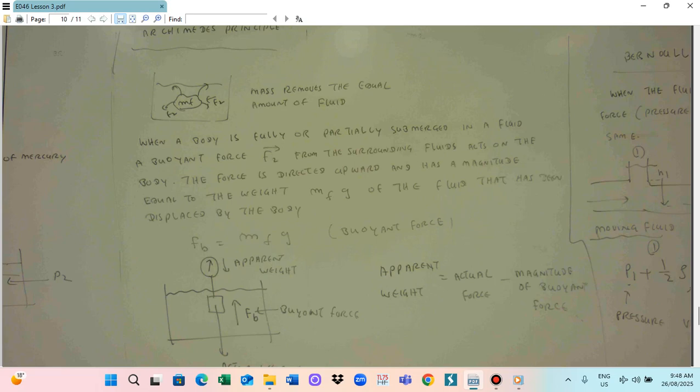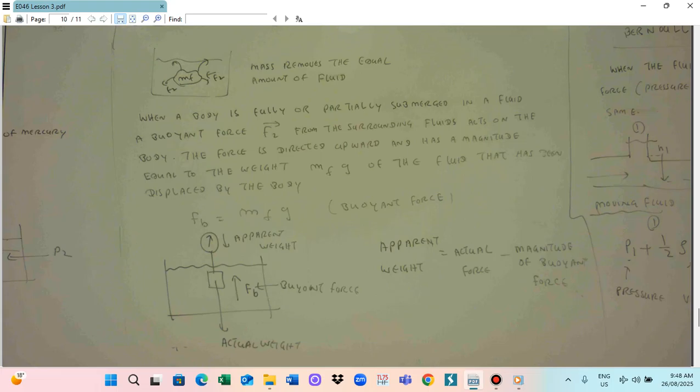The surrounding force F_b is for all the forces acting on this substance. So this buoyant force F_b is equal to the weight of the displaced fluid, m_f times g, gravity. So F_b equals m_f into g. This is the equation to calculate the buoyant force. Buoyant force means the force acting on this substance, equal to the mass of the displaced fluid multiplied by gravity. So this is the way we calculate for the Archimedes principle.